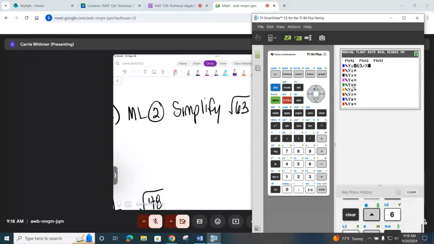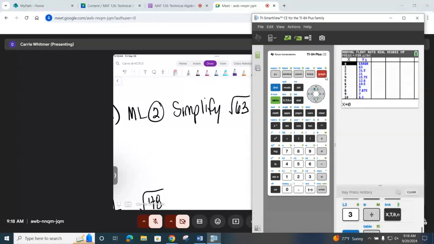Okay. Now, this is where we go to graph. We don't need the graph this time, but if you'll notice on that graph button there on the top right corner, you also have in blue something called a table. That's what we want. So I hit the blue button and then graph. And if yours is not starting at 0, no big deal. You can scroll up and down to get it to where you want it. We want to start with 1. 1 and 63 are factors.